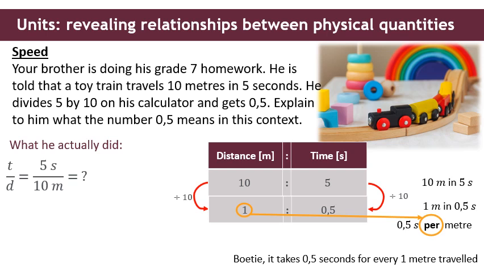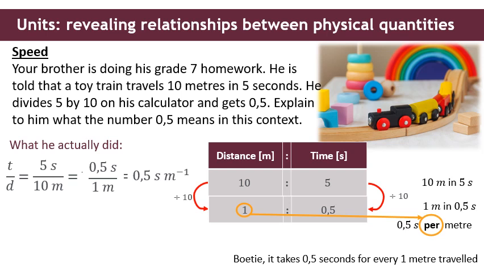Have a look back at the equation on the left-hand side. 5 seconds divided by 10 meters. Hopefully you're okay with me writing that as 0.5 seconds divided by 1 meter. And we can therefore write that as 0.5 seconds per meter.